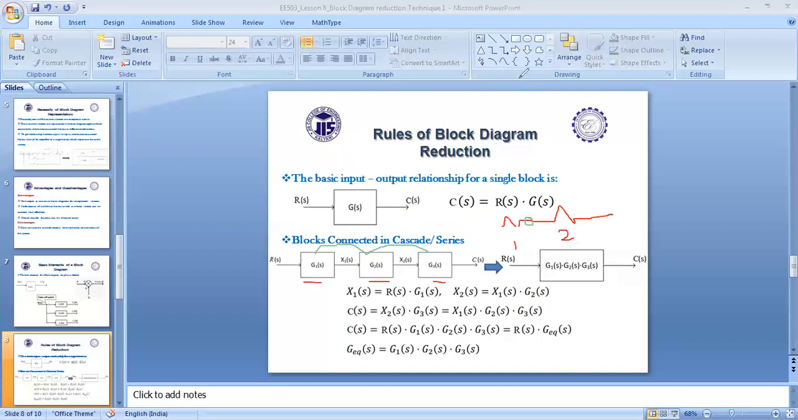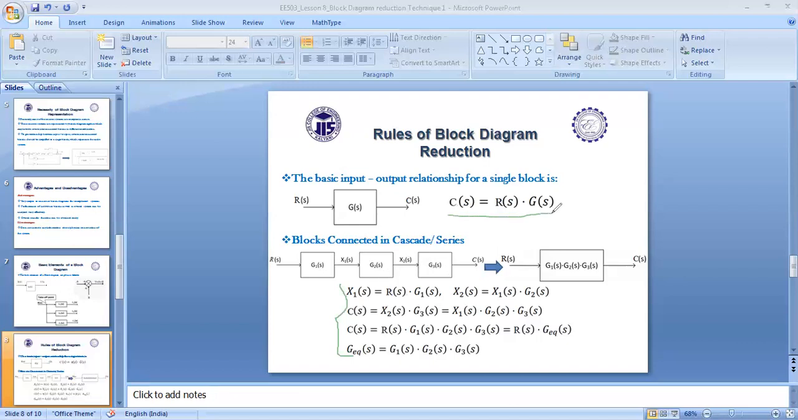If two or more blocks are connected in such combination, then the overall transfer function will be the product of individual transfer functions. G1 multiplied by G2 multiplied by G3. So for series connection, the overall transfer function will be the multiplication of individual transfer functions. Now let us prove how we can write that for series connection, the product of individual transfer functions will be the overall transfer function.